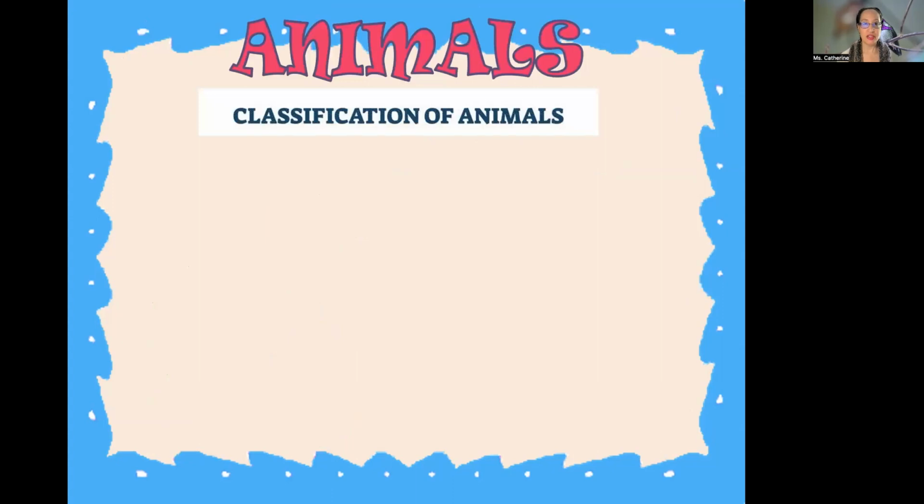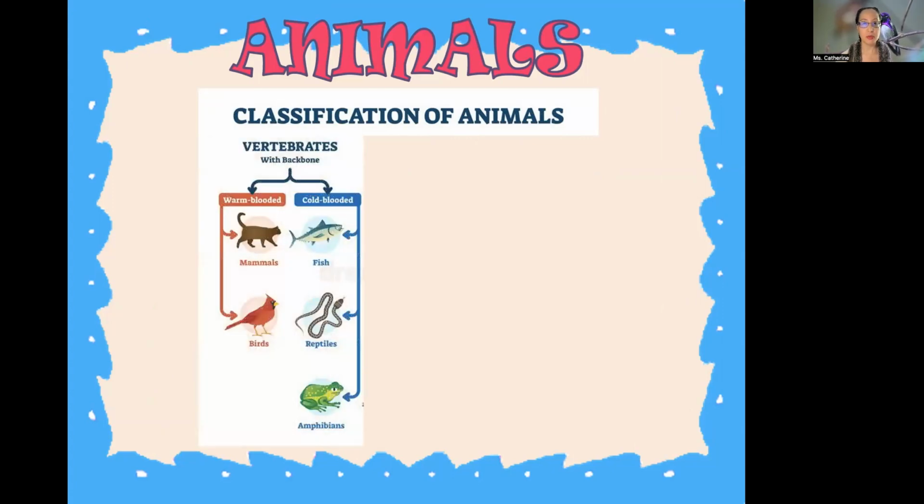Now we will learn the different classification of animals. What are the classes of them? So the vertebrate animals are with backbone. So touch your back and you'll notice in the middle of your back is your spine. So that is your backbone. So you will notice warm-blooded and cold-blooded vertebrate animals. We have the mammals, we have the birds, and then we have our cold-blooded animals, which are fish, reptiles, and amphibians.